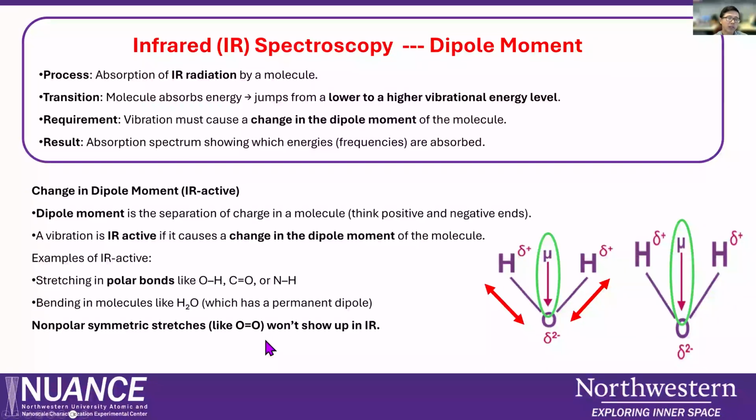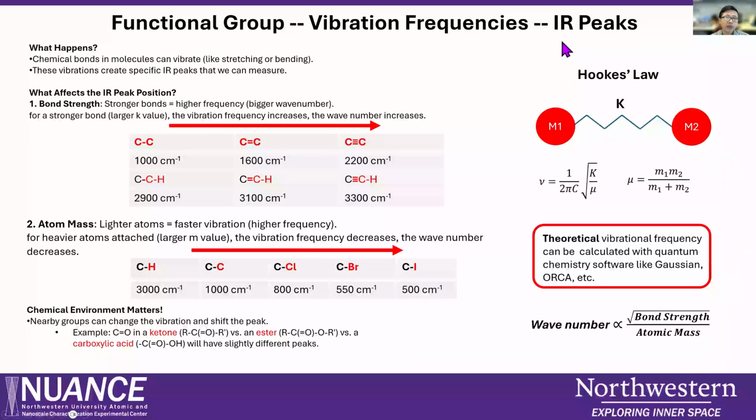But for this bond, they don't have a dipole, and during the stretching they also don't generate a dipole moment. No dipole moment change, so using IR, you cannot detect this kind of chemical bond, and also cannot detect their vibration. So we know that IR detects the functional group and measures the vibration frequency.